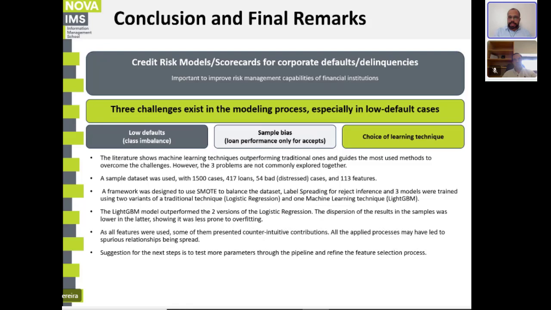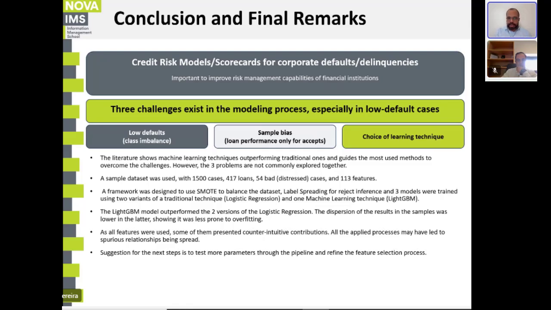When we see the LightGBM, as I mentioned, it outperformed the two versions of the logistic regression, but the dispersion of the results may show it's a little prone to overfit. However, even if we take this tendency to overfit, when we compare all the k-fold validation, we can see that all AUC values are over 90%. When all features were used, there were some counterintuitive contributions, and this may be due to the process, spurious relationships being spread.